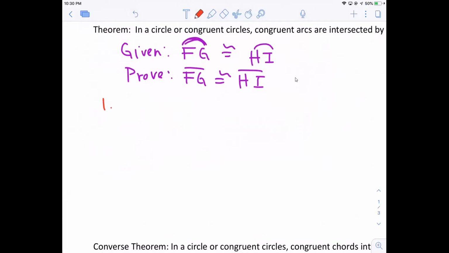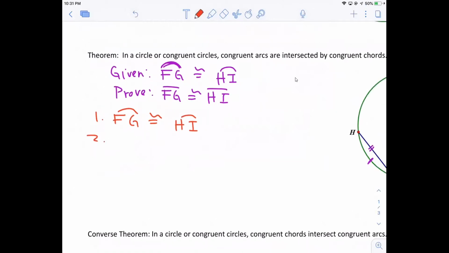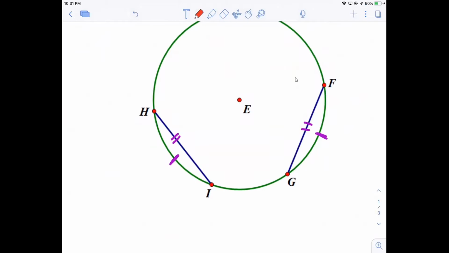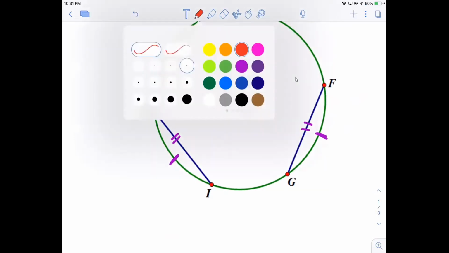All right, but step one, that's going to be our given. We have these chords are congruent. All right, and that is given. Step two. Well, I don't have a lot here, so we're going to construct something.